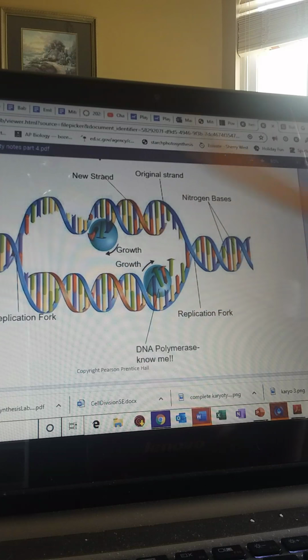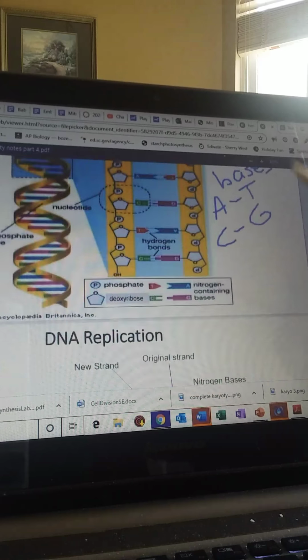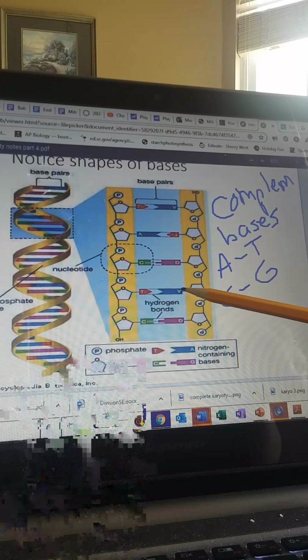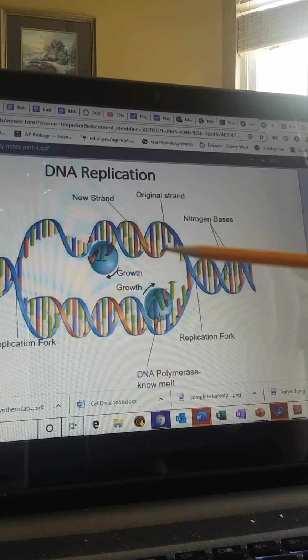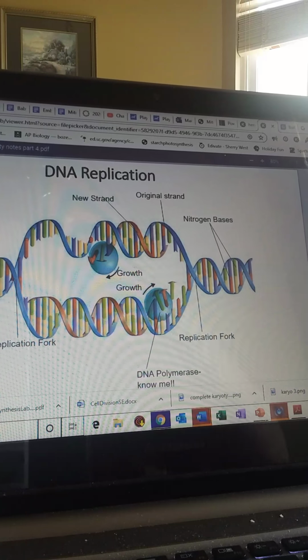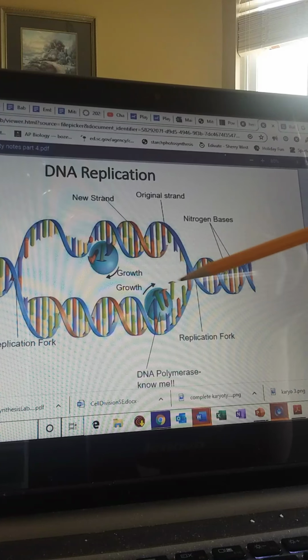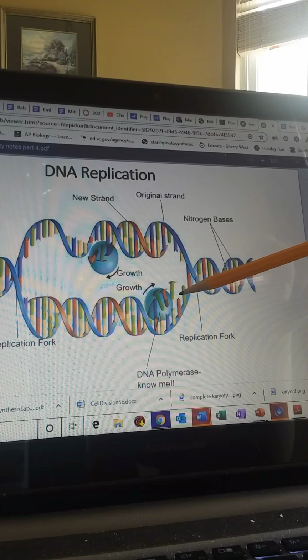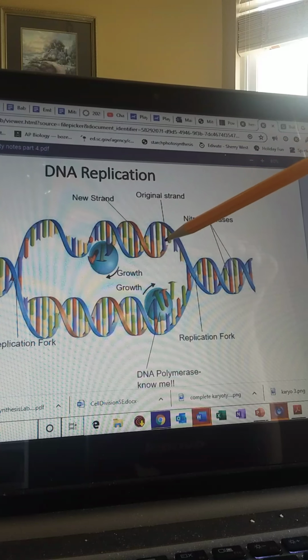So you open it up and you have half of it up here and half of it down there. So how's it going to make a copy of itself? Since we just saw that A always goes with T and C always goes with G, if I open this up and this is a T down here, the cell has other nucleotides available to bring an A in and match it with that one. Just like it would have another T available to come up and match with the A that's up here.